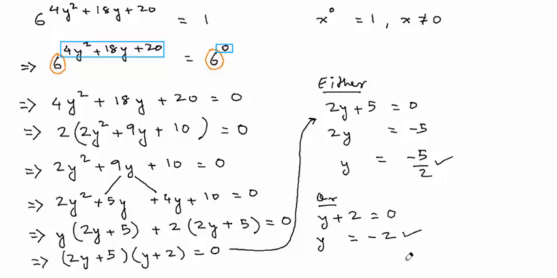Let's try another one. Let's say we have 9 raised to the 6x squared minus 25x. Remember, all of that is an exponent and I'm not done as yet.